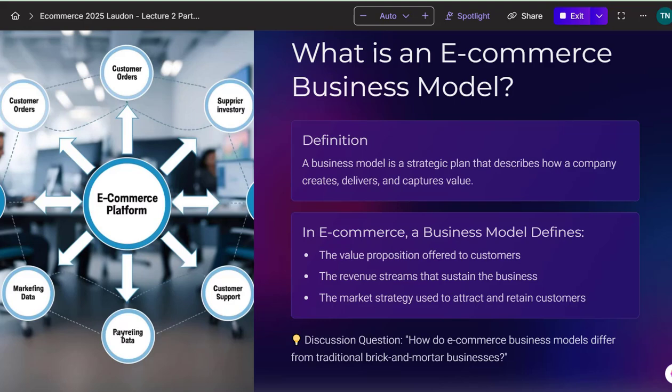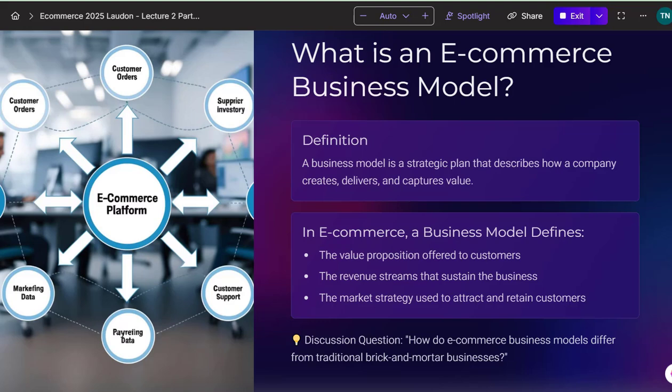So we know that e-commerce business models are strategic plans that describe how an online company creates, delivers, and captures value for its customers. The key elements of an e-commerce model are the value proposition, the revenue stream, and market strategy. E-commerce models differ from traditional brick-and-mortar businesses. The question is, how do they differ?